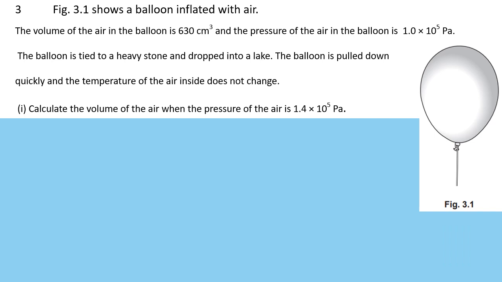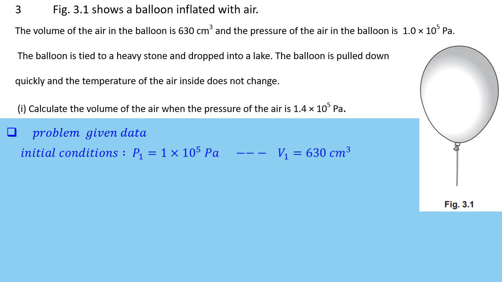When we attempt to find a solution to a problem, we begin by writing down the information that we have been given. In that problem, we get the initial conditions of pressure and volume. P1 equals 1 times 10 raised to the power of 5 pascals, and V1 equals 630 centimeters cube, and the final condition is P2 equals 1.4 times 10 raised to the power of 5 pascals, and V2 equals the unknown.